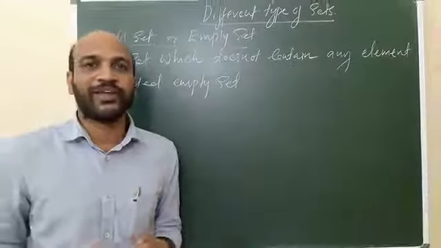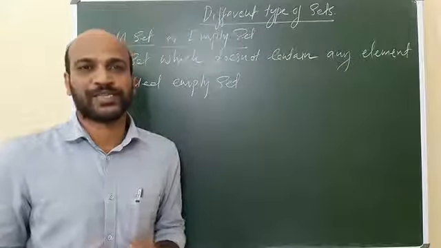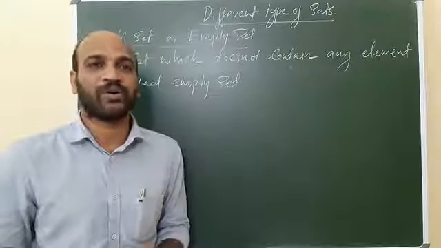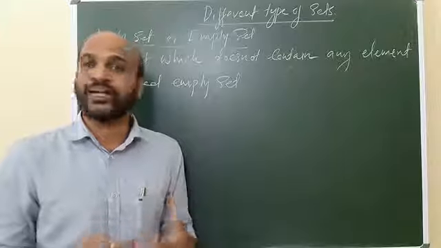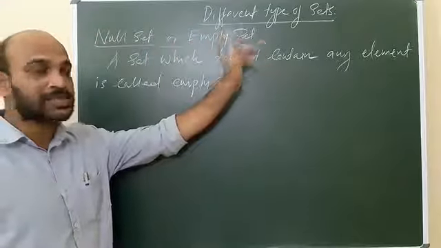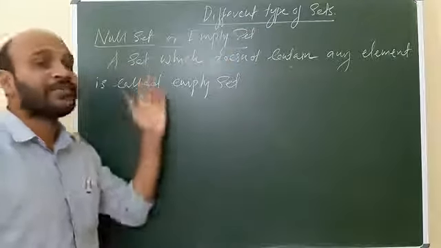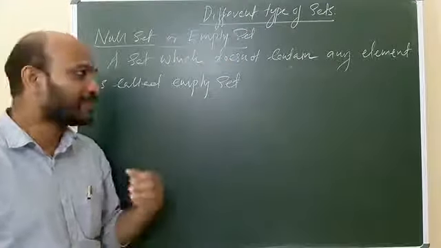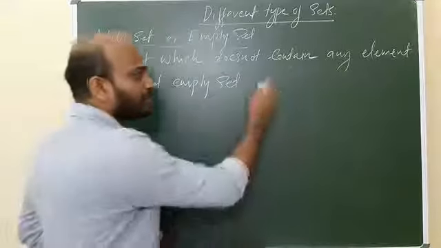Welcome students. Today we will study different types of sets. Among different types of sets, the first one is the empty set, or void set, or null set. A set which does not contain any element is called an empty set, and it is denoted by the symbol phi.